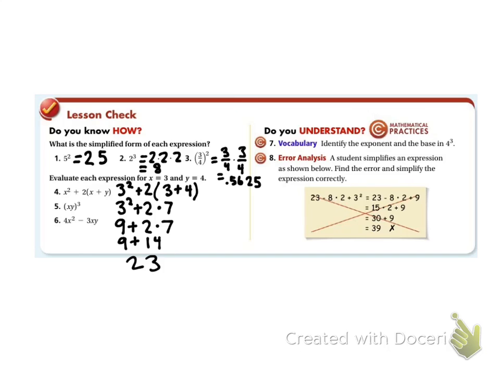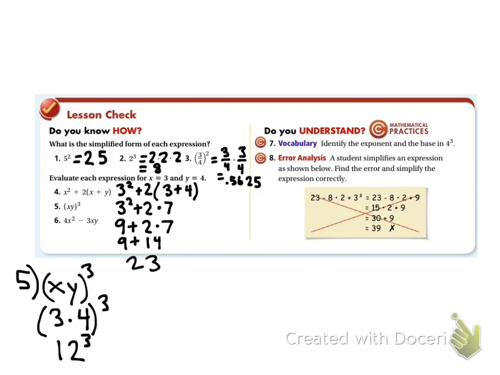I'm going to move 5 down here. So 5 is x times y to the 3rd power, also known as x times y cubed. So if I plug in 3 for my x and 4 for my y, I need to do parentheses first. So 3 times 4 is 12. And then I just have 12 to the 3rd, which is equal to 1,728.